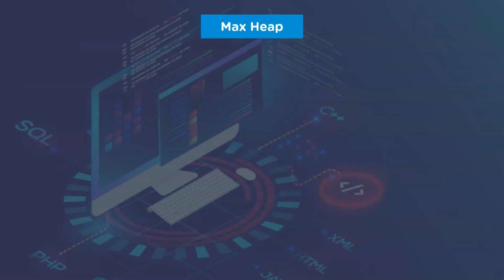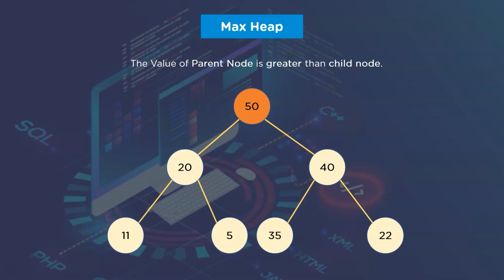Further, there are two types of heap named max heap and min heap. First, we will look into max heap. The max heap is a heap in which the value of a parent node is greater than the value of a child node. For this particular example of max heap, you can see that the root node is the biggest element in the tree and each child node is smaller than its parent node.